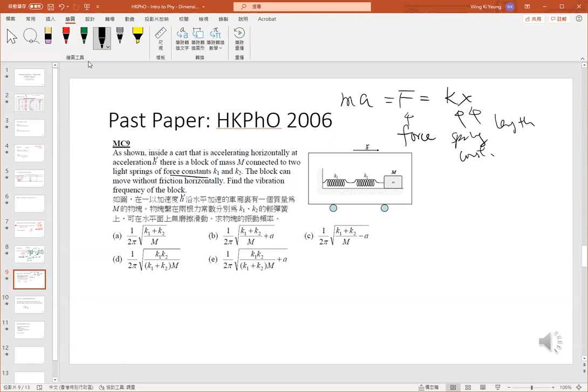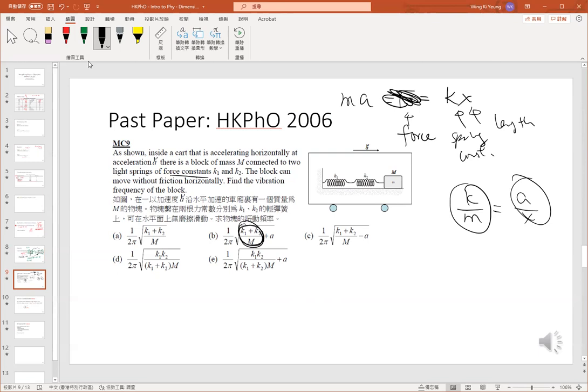Then what I can do is, we know that k over m is equal to a over x. So k over m has the dimension of a over x. They have the same dimension. And then you know k plus k still gives you the dimension of k. So that means (k1 plus k2) over m has the same dimension as a over x.